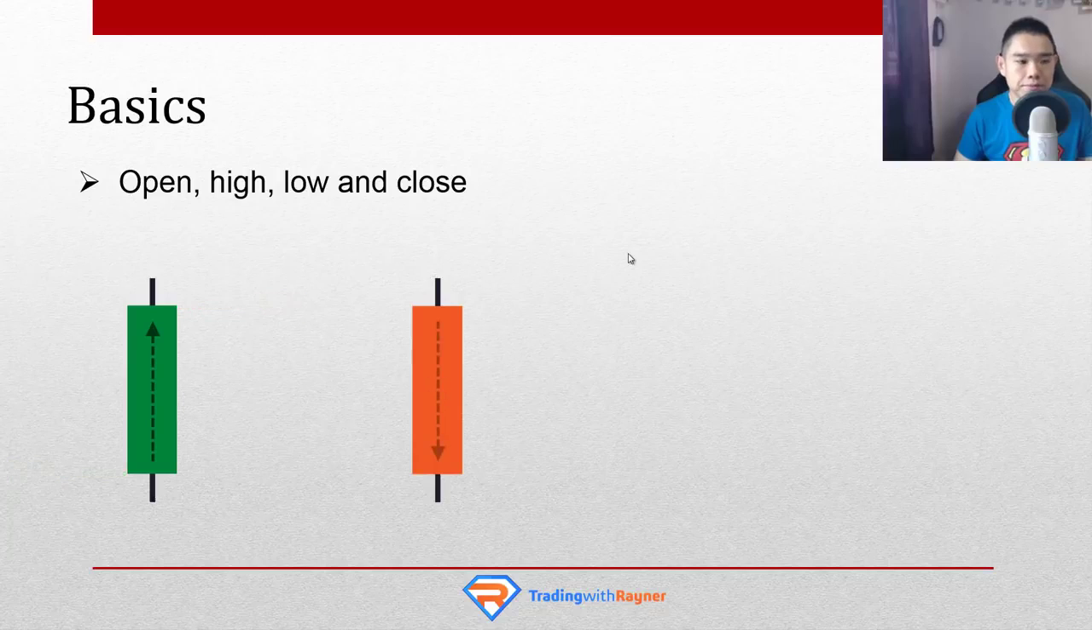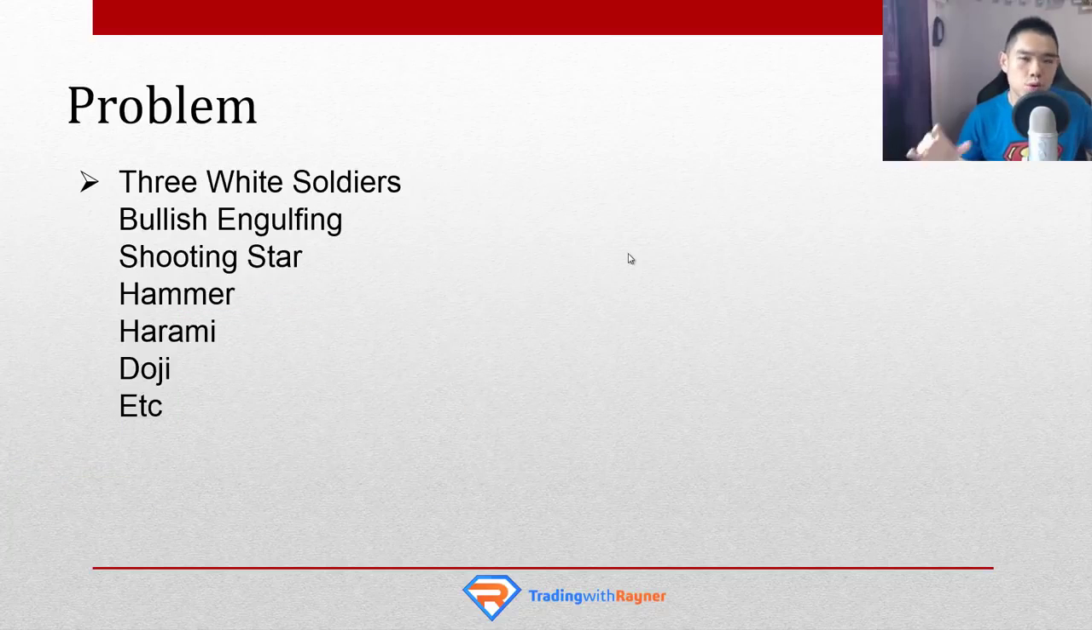And here's the thing. For those of you who dabble in candlestick patterns for a while, you will face this problem. And what's this problem? There are so many patterns out there. You have the three white soldiers, the bullish engulfing, shooting star, hammer, harami, doji, etc. And if you memorize all these weird naming patterns, it's a matter of time before you get overwhelmed.